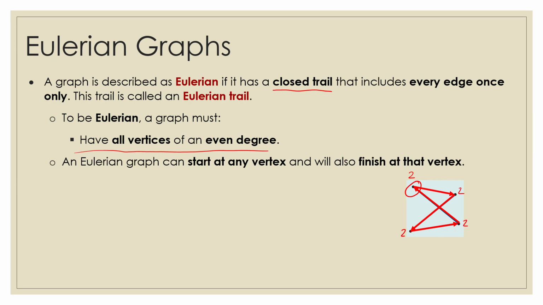So in summary, if all 4, or all of the vertices in this case, are even, it means that you will have an Eulerian trail, meaning you start and finish at the same point.